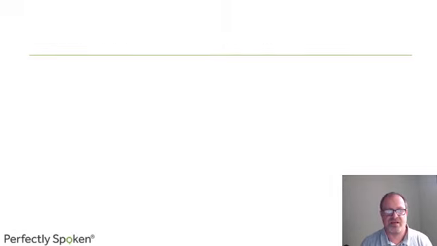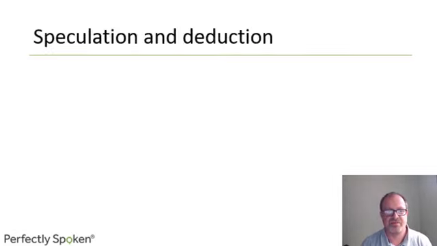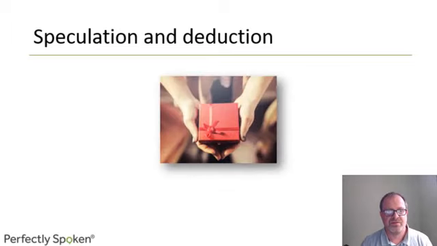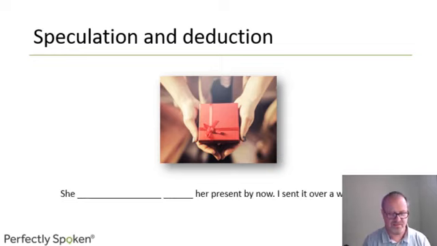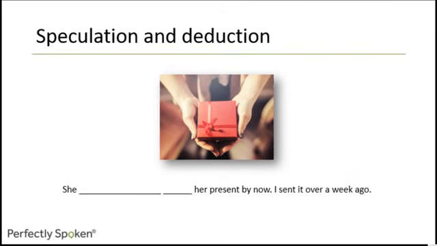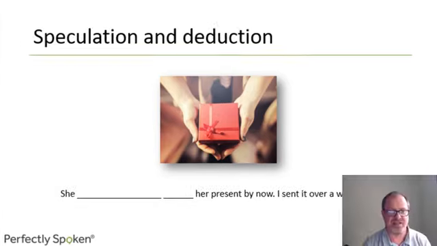Here's the next example. Okay, so you've got a woman there. She's holding a gift or a present, and the situation is, she's something her present by now. I sent it over a week ago. So the expectation is that she now has the present.